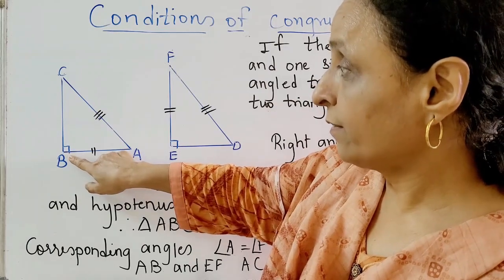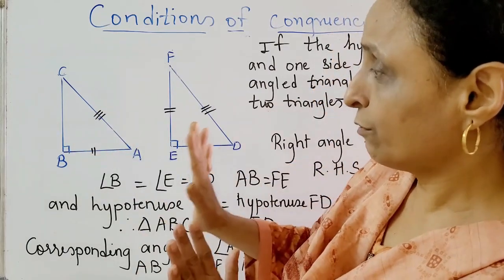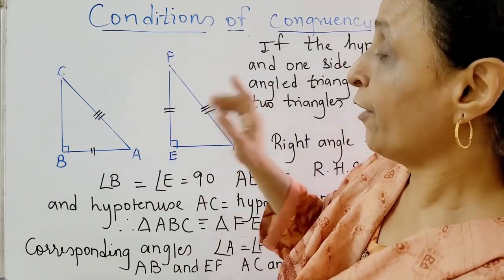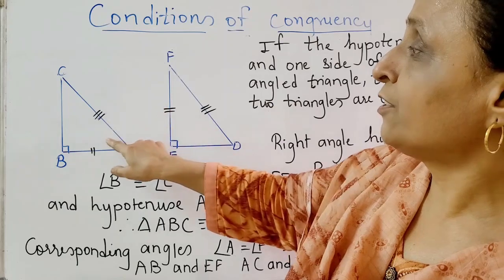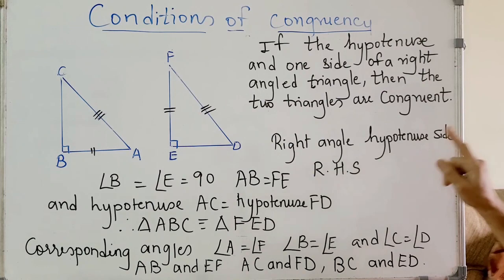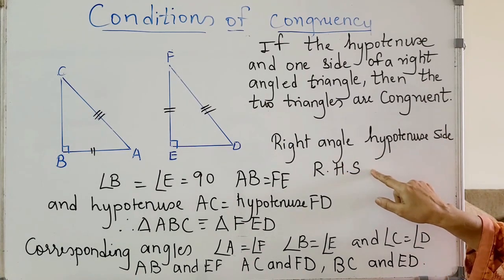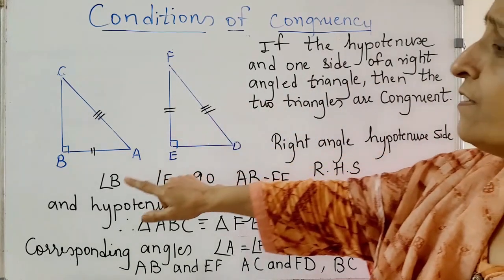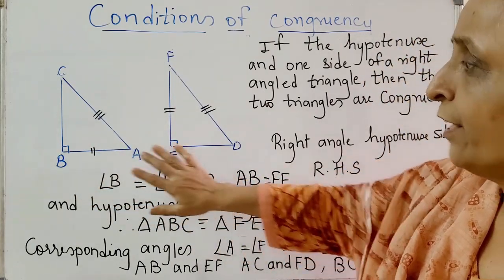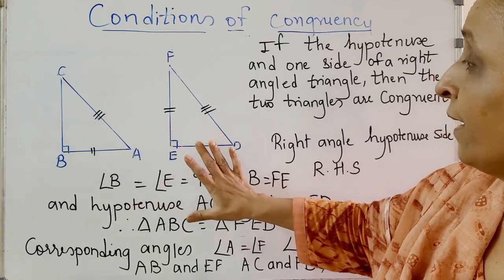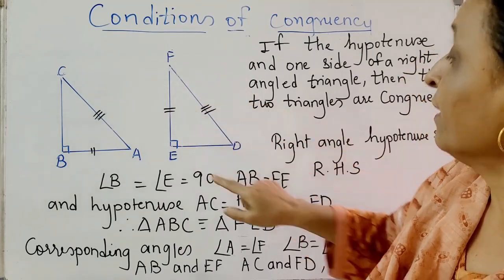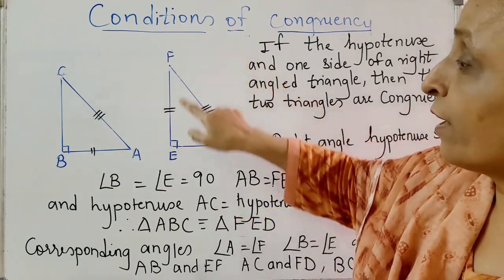It is a right angle triangle, so the angle is of course congruent, but it is not an included angle, and therefore these two triangles are congruent by right angle hypotenuse side, which is RHS. Now you can see angle B is congruent to angle E, which is 90. It's a right angle, so this has to be 90. Now AB is congruent to FE.